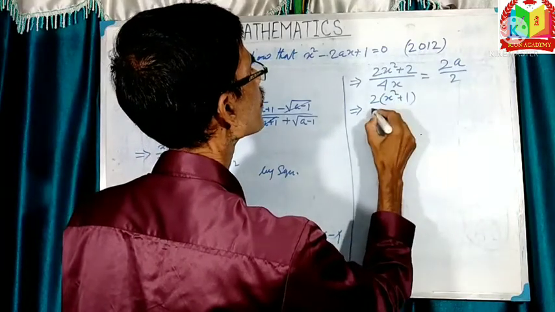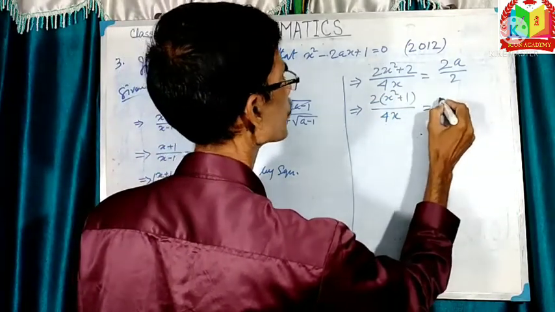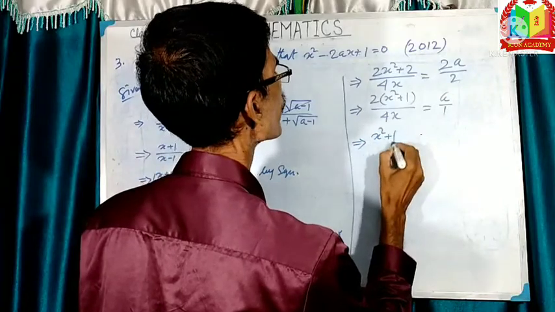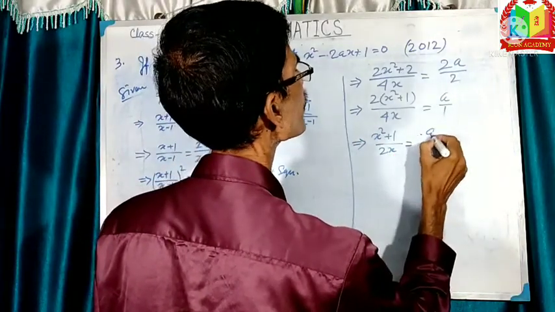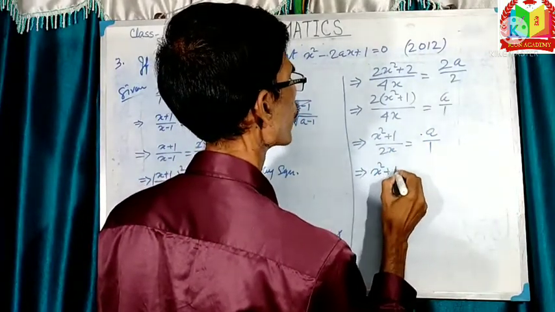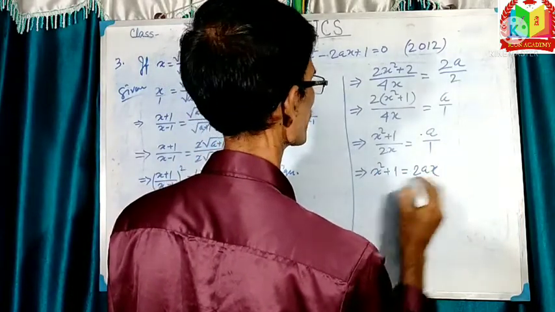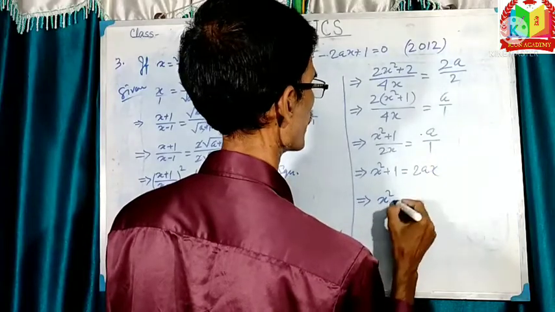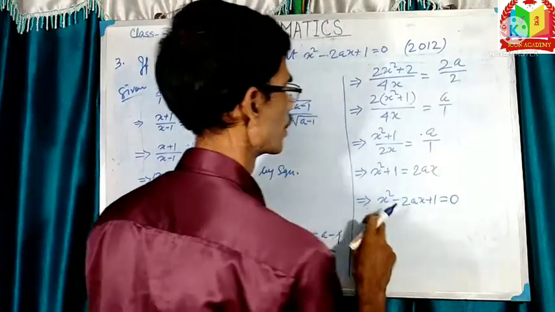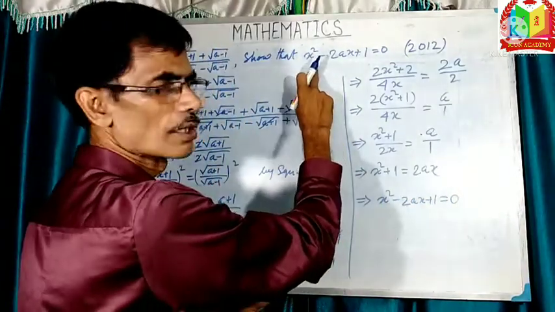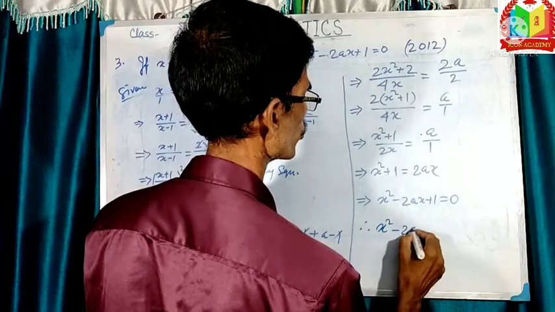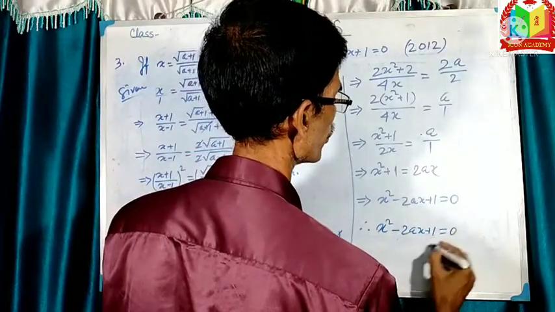X square plus 1 by 4x equal to a by 1. Here x square plus 1 by 2x equal to a by 1. Cross multiply now. X square plus 1 equal to 2ax. X square minus 2ax plus 1 equal to 0. This we have to prove. Therefore, x square minus 2ax plus 1 equal to 0, proved.